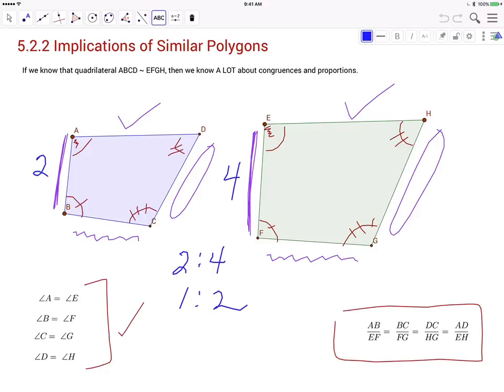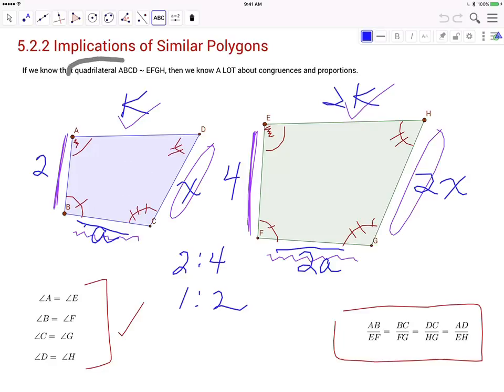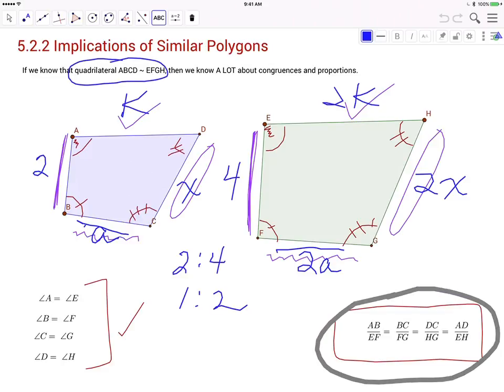And so whatever length this becomes, this will be twice that. So for instance, this could be A, this will be 2A. If this is X, this will be 2 times X. And if this is K, this will be twice K. Why do we know this? Because we know that the quadrilaterals are similar, and therefore their sides have to be in the same proportion. In this case, the proportion would be a 1 to 2 ratio that is preserved all the way around all the sides.